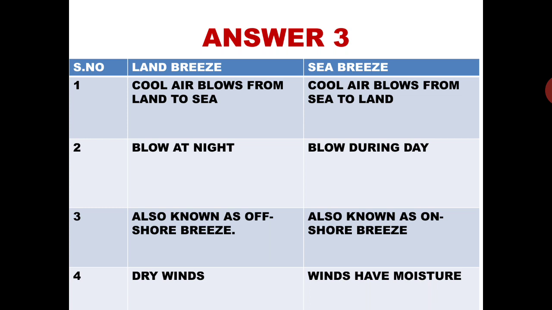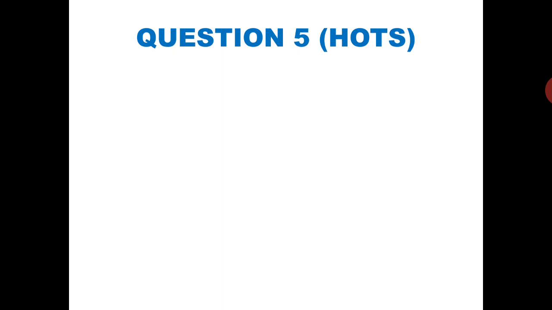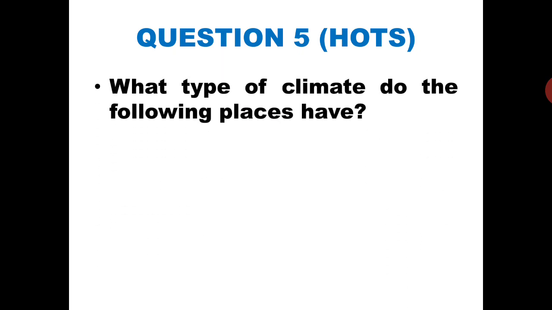Fourth difference: land breeze has dry winds, and sea breeze winds have moisture. So the air which is blowing from sea to land can carry moisture, carry water in it. So these are the 4 differences between land breeze and sea breeze. Now we will move to question number 5, and that is HOTS.